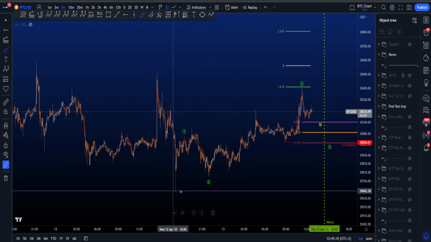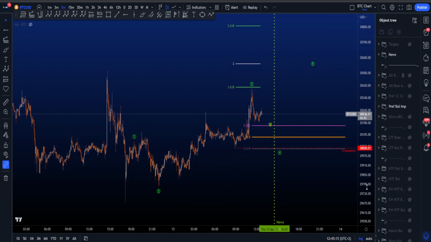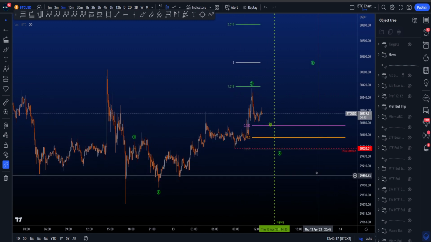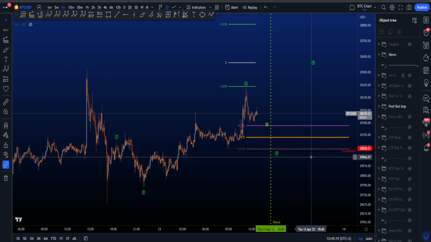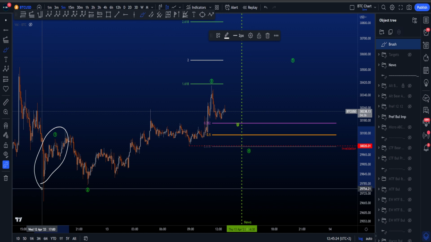If we then look at this structure over here and we zoom in, I basically have two preferred scenarios that are bullish and two alternative scenarios which are bearish. And I will also explain why the bullish ones are preferred. It basically has to do with the beginning of this count.